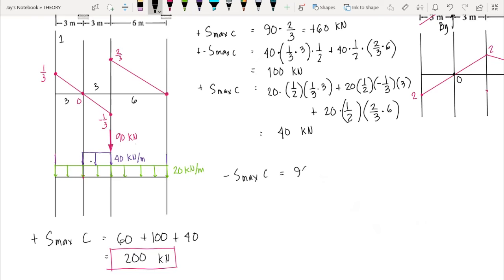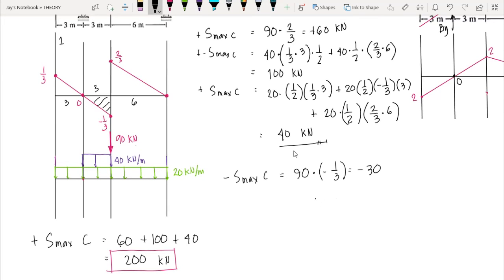So we have 90 times, that is negative 1/3. So we have here negative 30 kilonewton. Now for the negative maximum shear at C due to the live load 40 kilonewton per meter, we just need to multiply 40 kilonewton and the negative area under the influence diagram. So this area here, we just multiply it by 1/2 times negative 1/3, that's the height, times the length 3. This would give us negative 20 kilonewton.